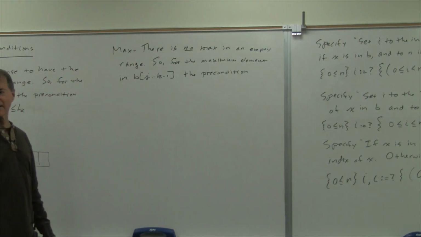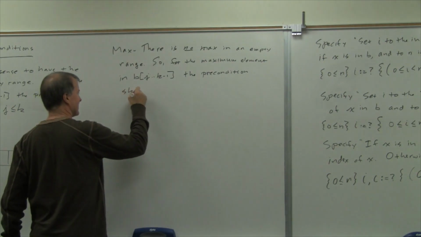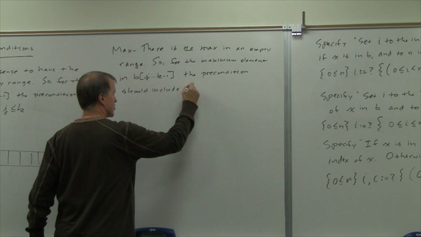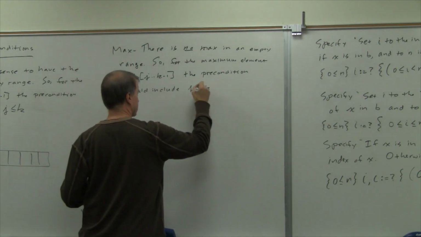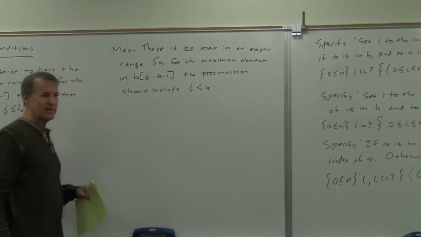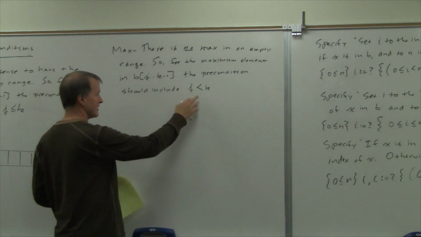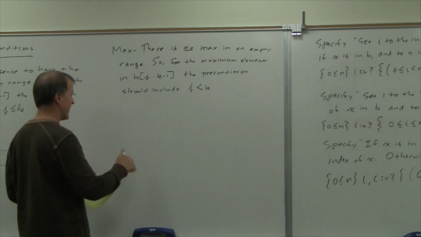Yes. And I heard you this time. The precondition should include J is less than K, right? Now, does everybody see why that is? As opposed to this one. When you're dealing with sums, when you're dealing with max, then it should be like this. Okay? And one more tip, and that is counting.